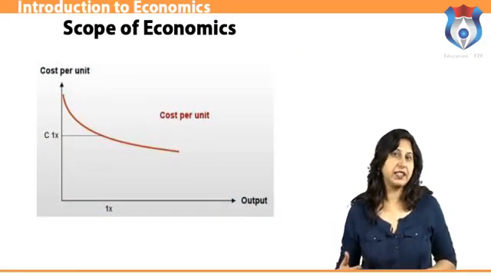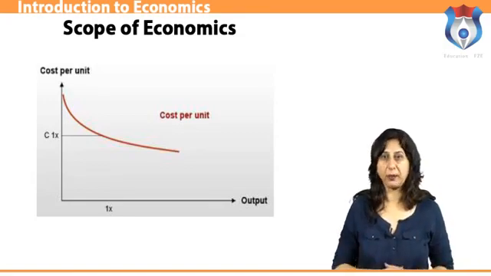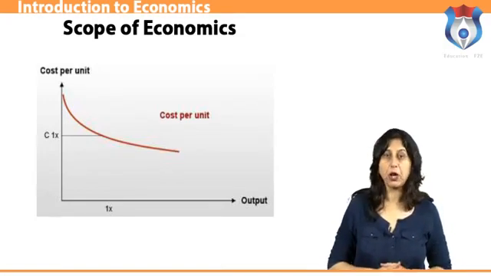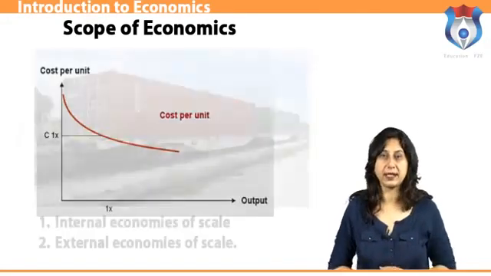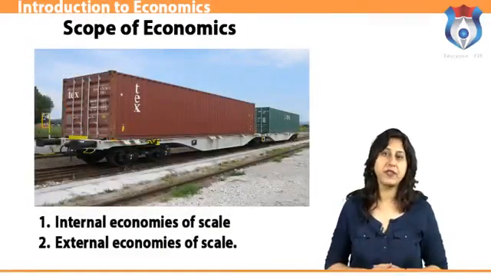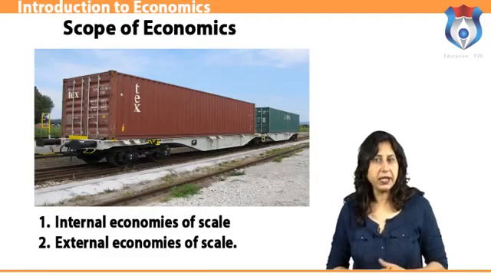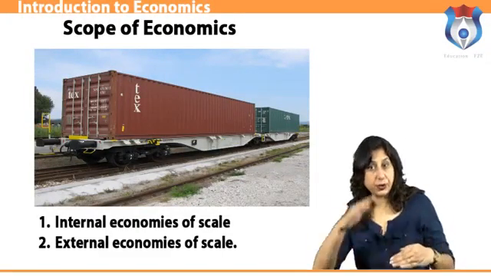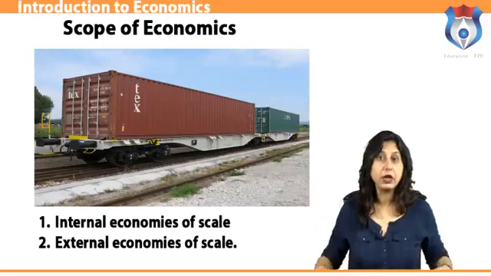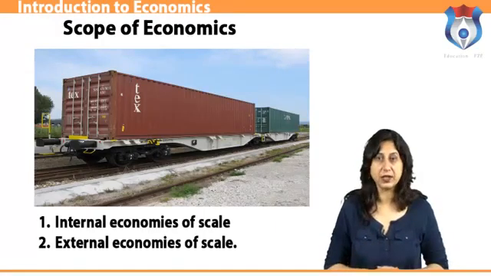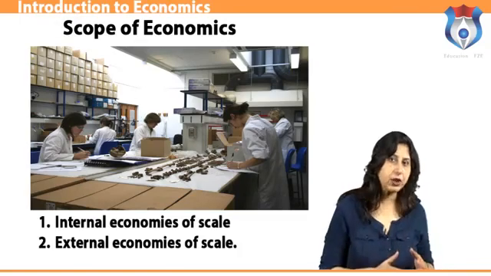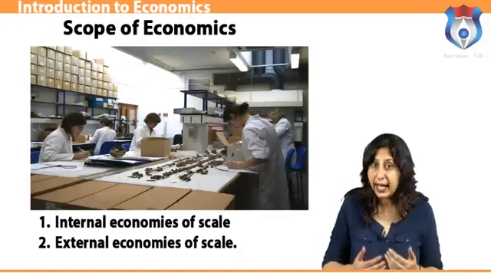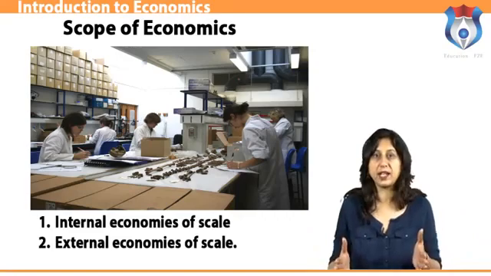Now we will move further and study the scope of economics. Scope of economics is conceptually similar to the scale of economics. Internal economies of scale: when a company reduces costs and increases production, internal economies of scale have been achieved. External economies of scale: external economies of scale occur outside of a firm within an industry.